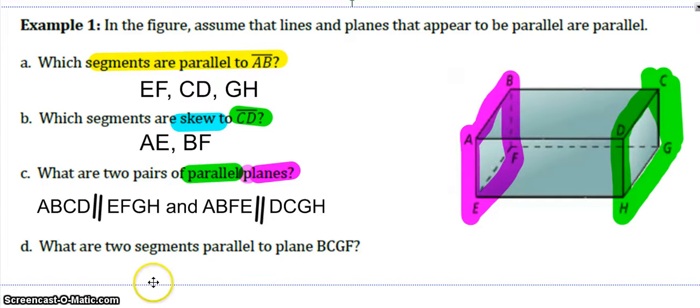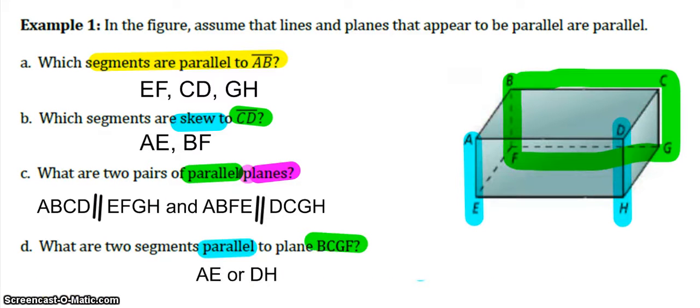Then what segments are parallel to BCGF? Go ahead and make sure you have that. So BCGF, that rear plane. We could think of AE or DH, a multitude of segments that could be drawn, but those are 2 easy ones. And there you have it.